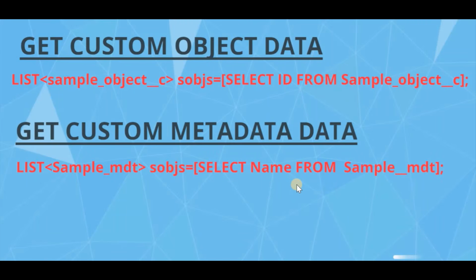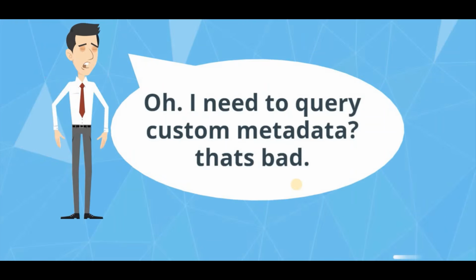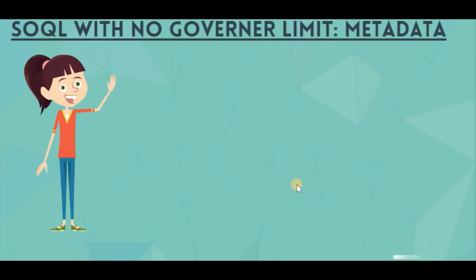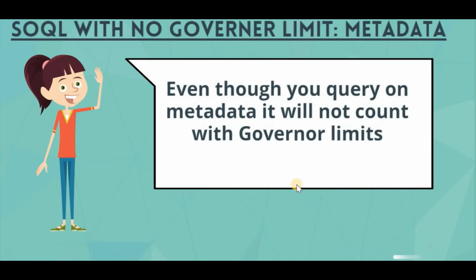So like custom setting, we cannot just use a method to get it. Oh, I need to query custom metadata. That's bad, right? Custom setting has that privilege, but custom metadata doesn't. So custom metadata, you always need to query to get the data. But there is a catch here. SOQL has no governor limit on metadata.